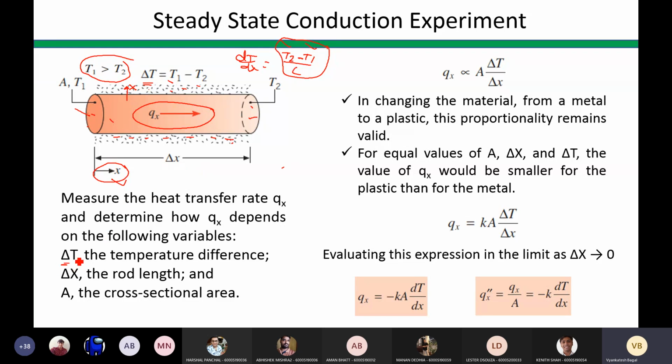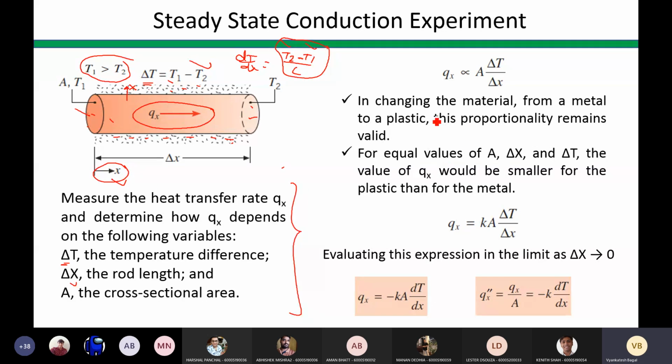So what is delta T? Delta T is the overall temperature difference, which is given here. Now what is delta X? Delta X is the length of this rod. And capital A is the cross-section area of the rod, which is shown here, right?